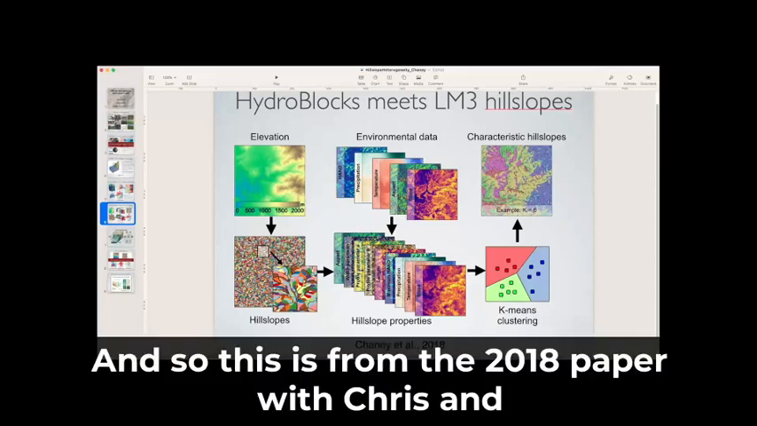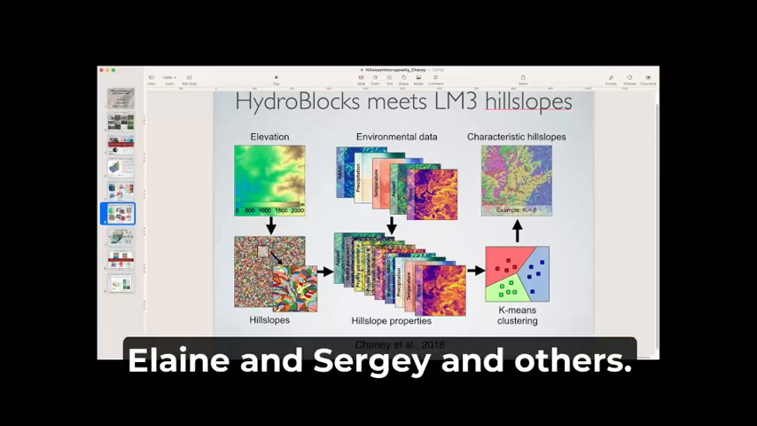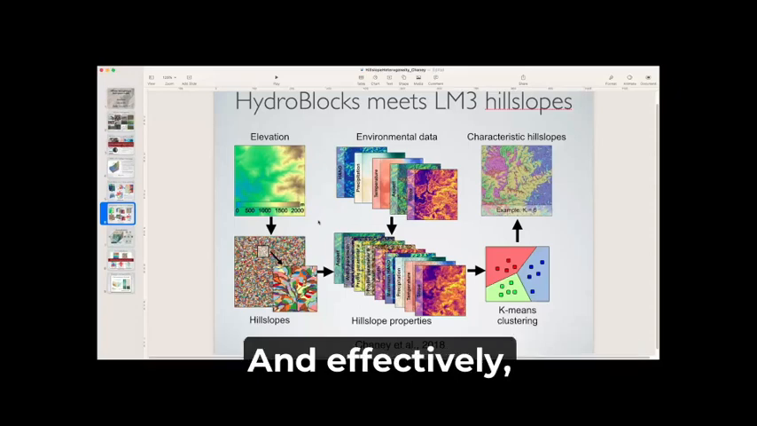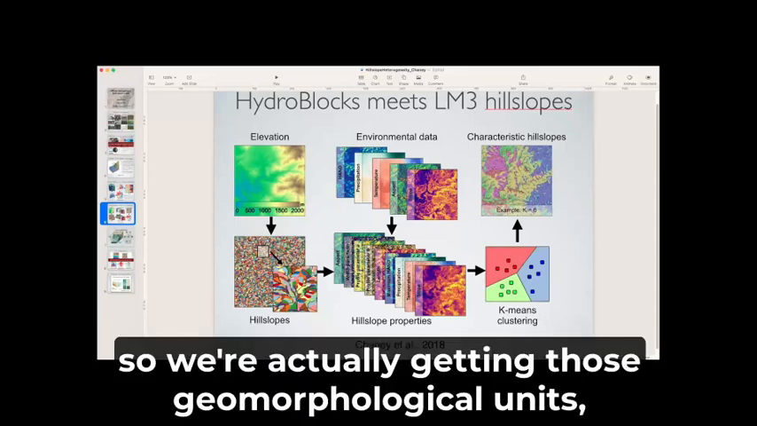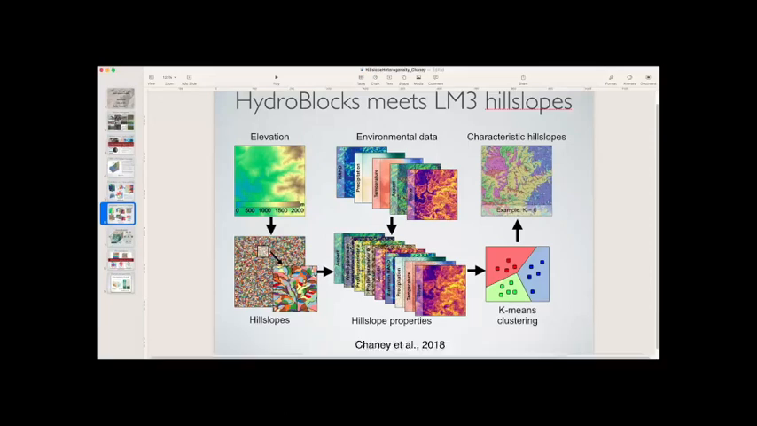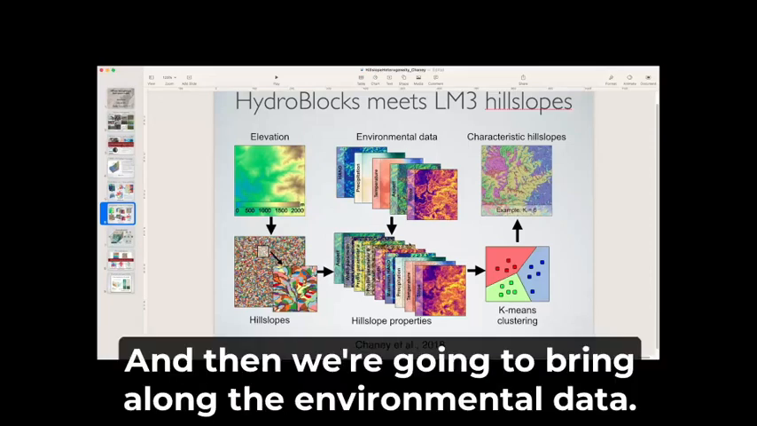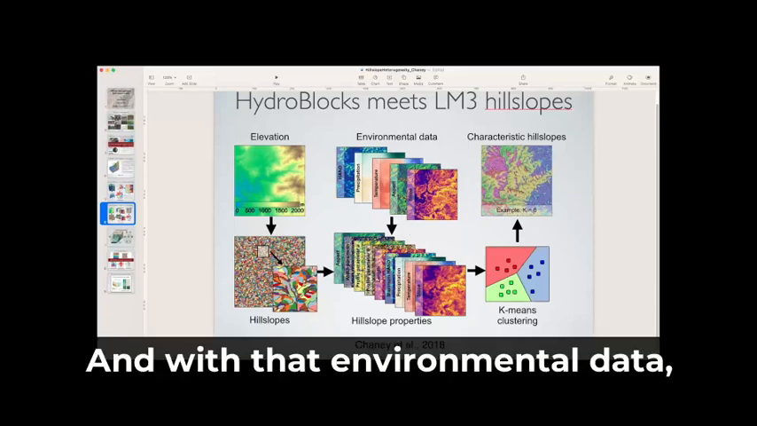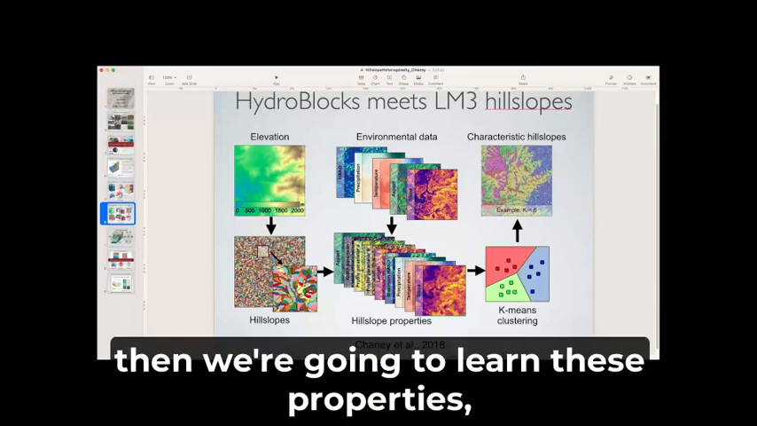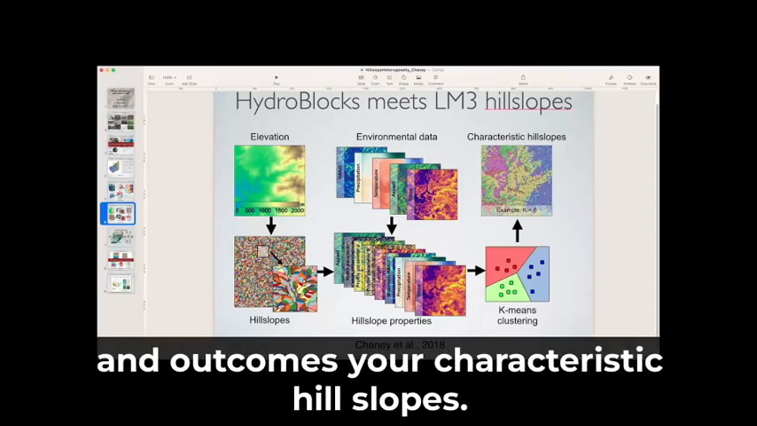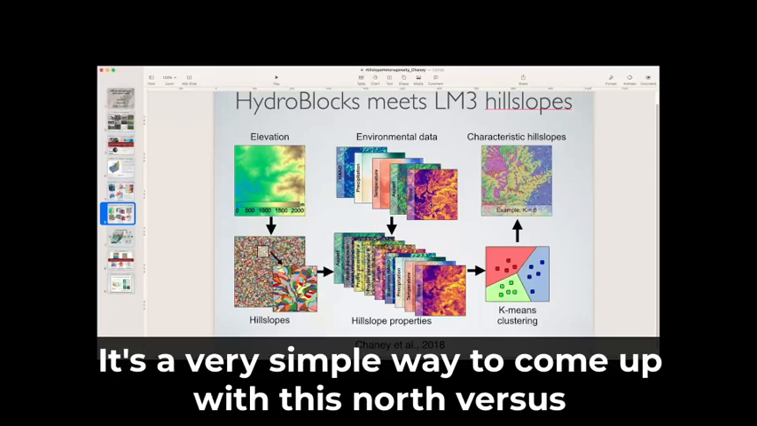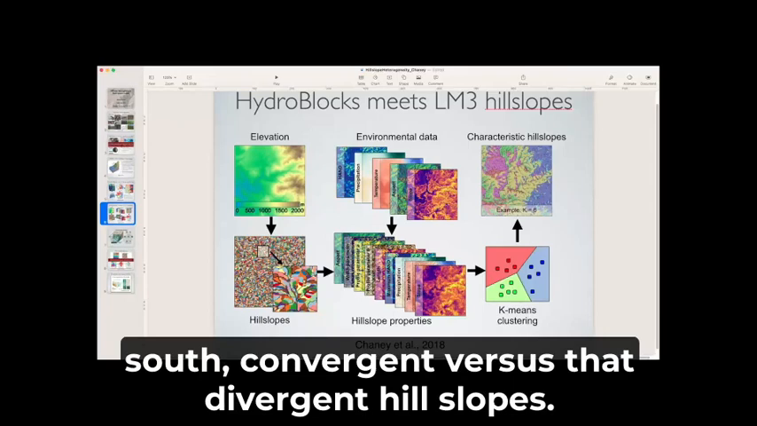And so this is from the 2018 paper with Chris and Elena and Sergey and others. And effectively, the idea is you take this elevation data, you do some terrain analysis, you come up with your hill slopes. So we're actually getting those geomorphological units. And then we're going to learn average properties for each of those hill slopes. And then we're going to bring along the environmental data. And with that environmental data, we're going to learn these properties, which then we apply a clustering mechanism to, and out come your characteristic hill slopes.